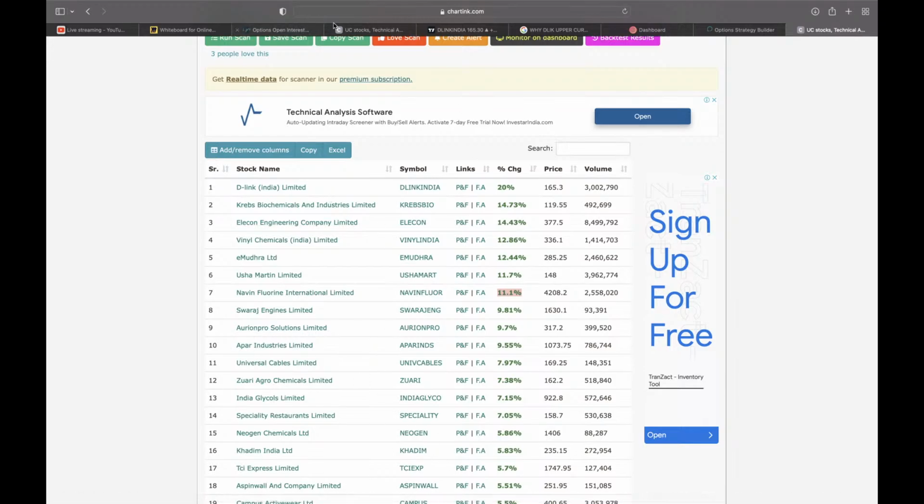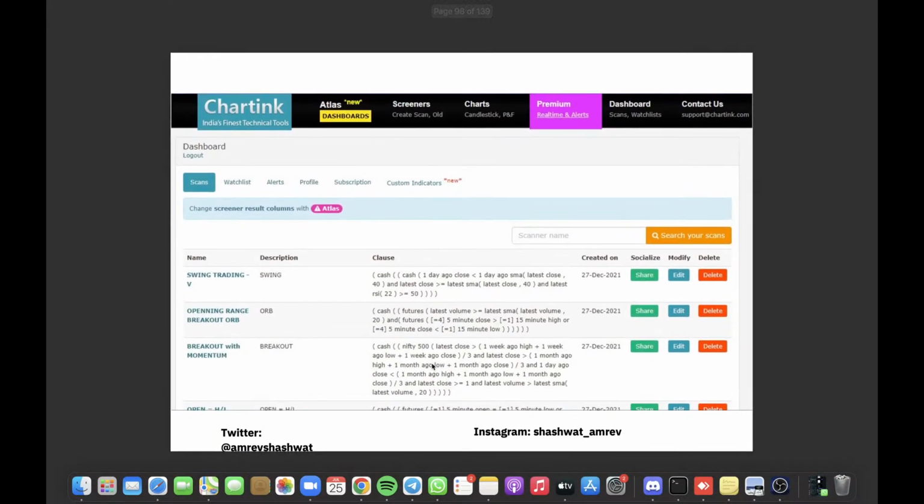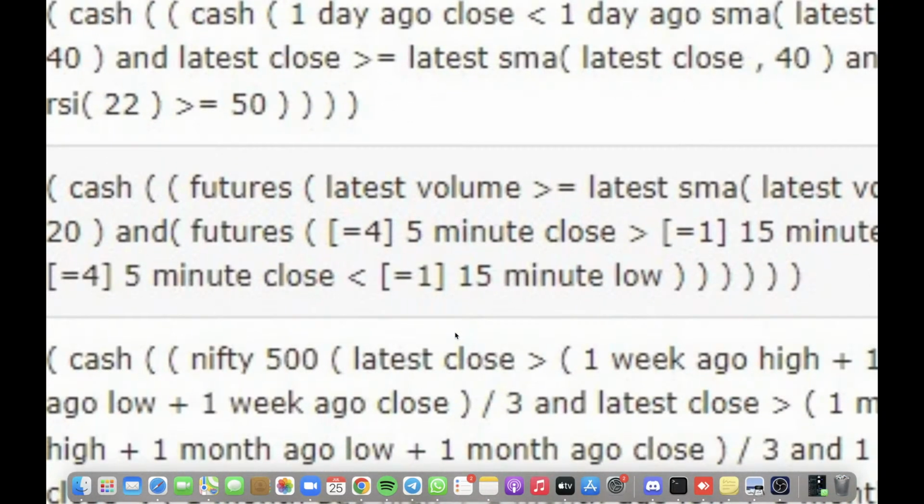Okay, guys, so these are the UCLC stocks, and these are known as scanners. Now, if you want to make your own scanners, these are the formulas, but you need to learn a lot. But still, you have not even started trading. So I will say to you, sir, please start trading. Okay. Circuit is a limit, nothing else.